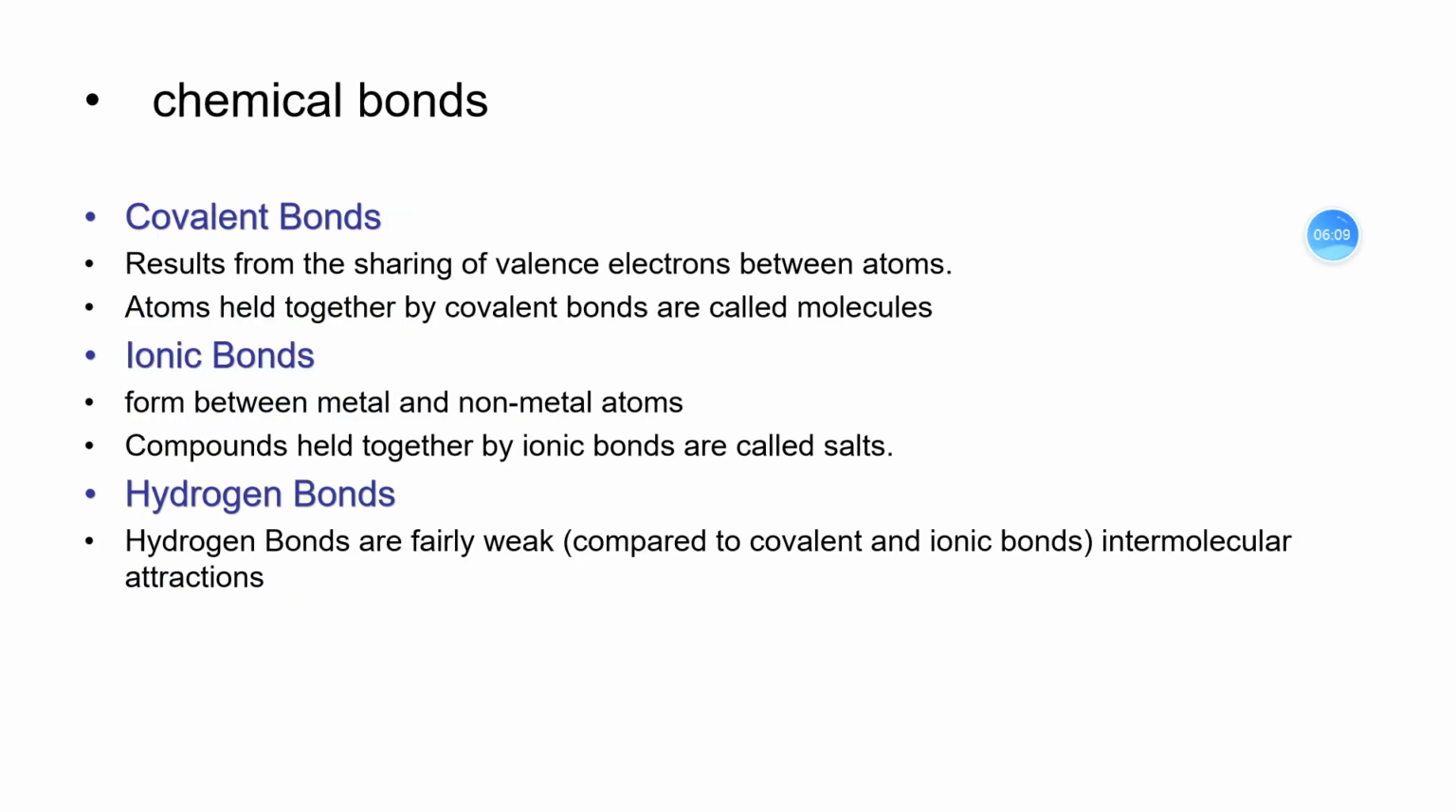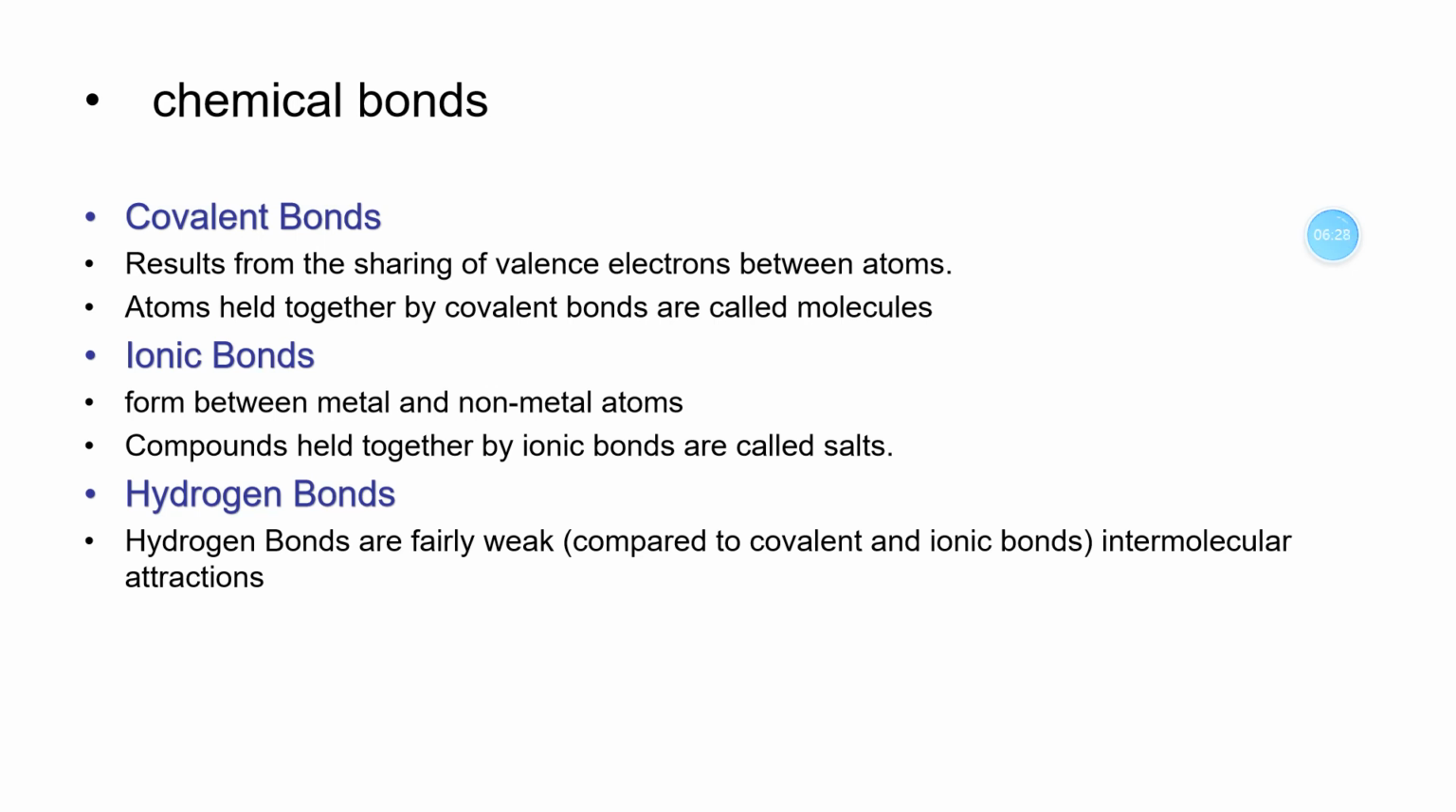So this part is about chemical bonds. We are going to learn 3 different kinds of bonds, which are covalent bonds, ionic bonds, and hydrogen bonds.